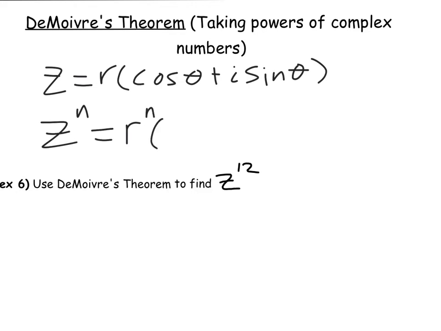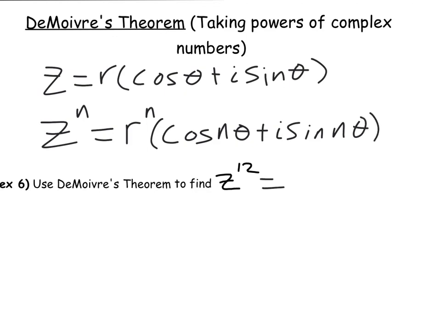r you'll raise to the n, but cosine with the angle you will multiply by n. And there you go. Okay? So, let's find z to the 12th. And you're probably like, well, of what? Let's say z is, and I'm going to be not nice to you here, and I'm going to give it to you in standard form.